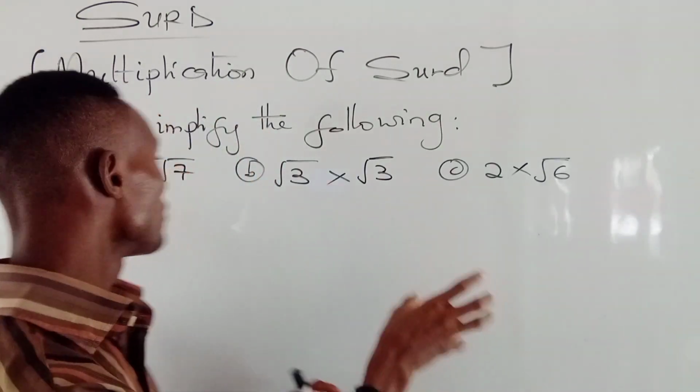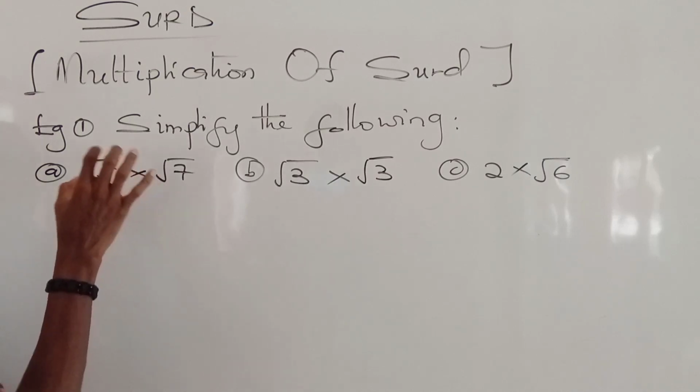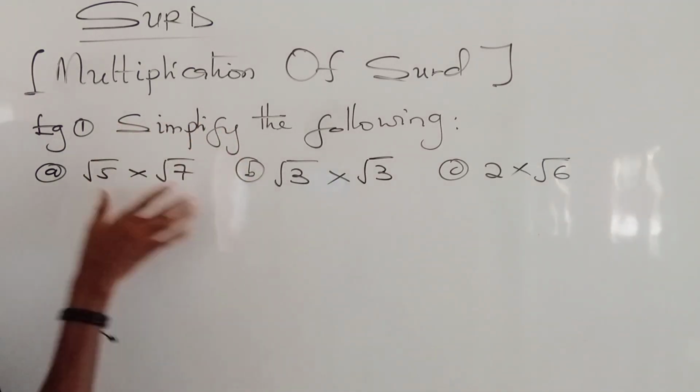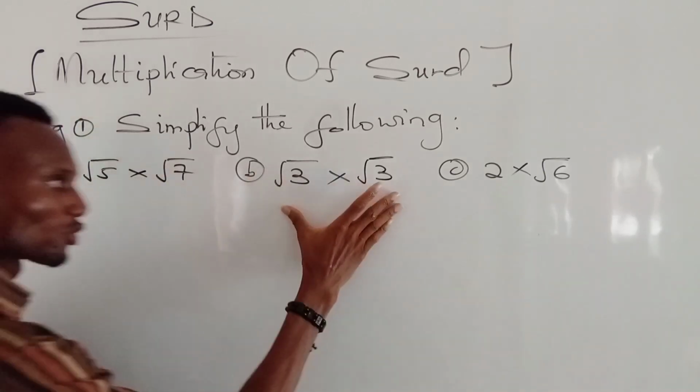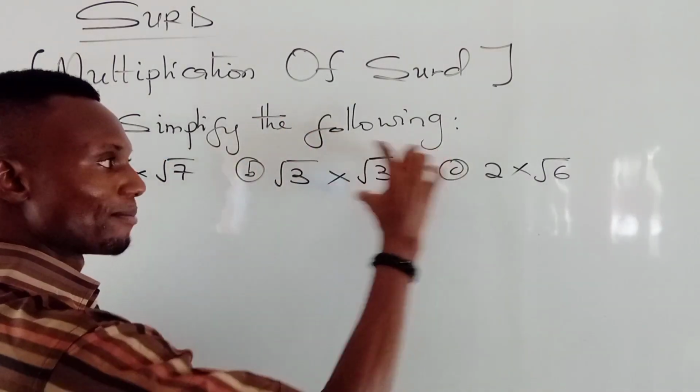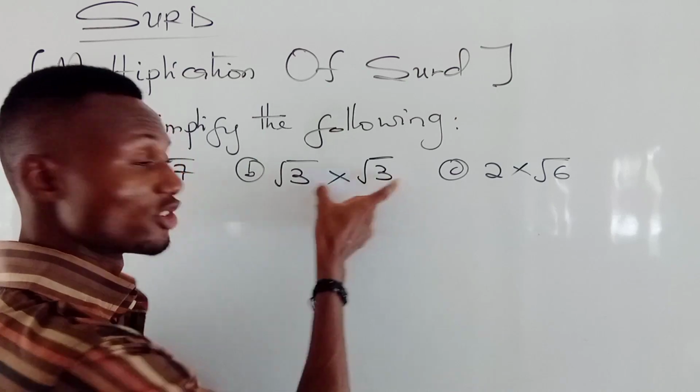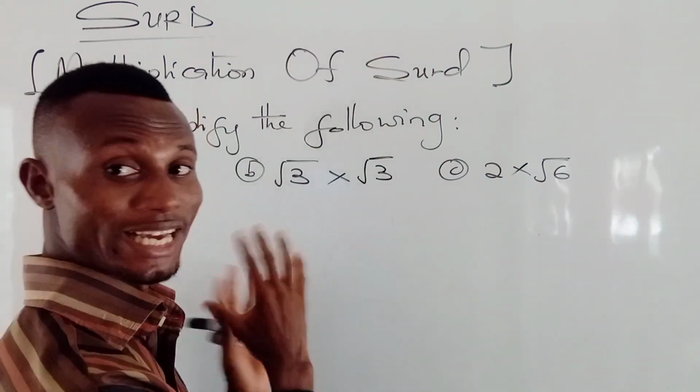So we have the first type where both values have square root in it, but the values are different in the case of this one, and this one we have where both of them have square root sign in it, but the values are the same. So we are going to look at each of them.